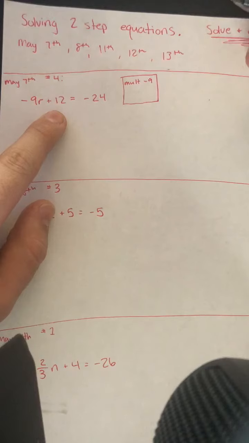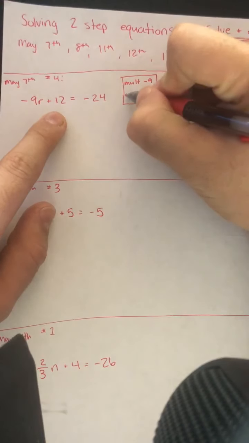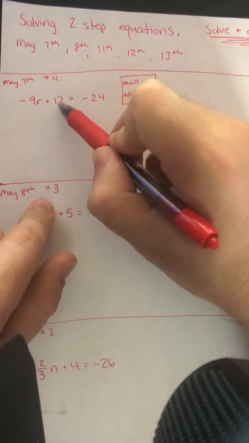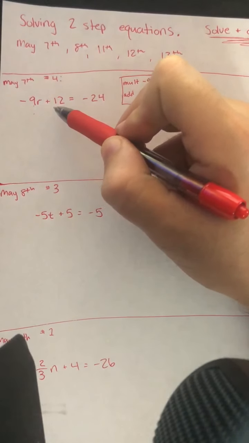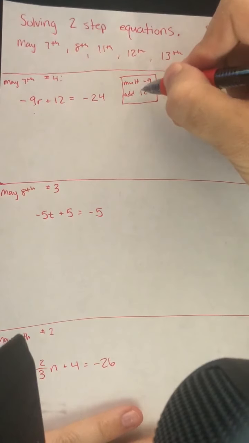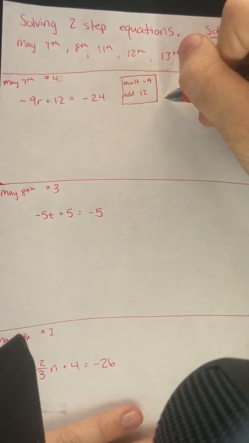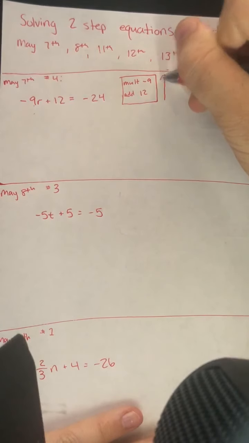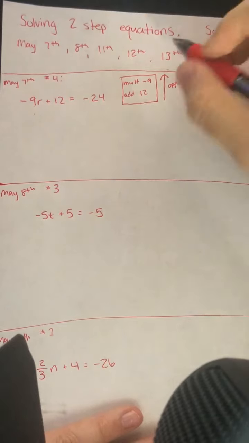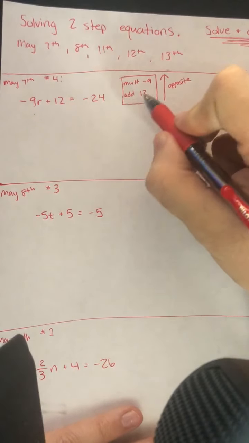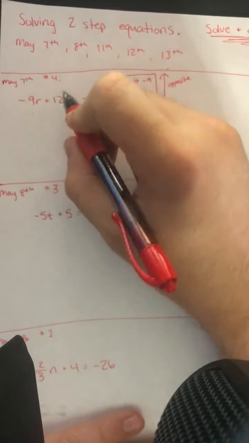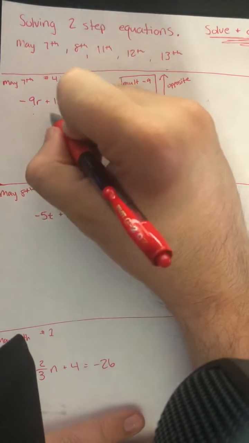What else is happening on the same side as our r? We're adding this 12. So first we're multiplying r by negative 9, then we're adding 12. Well, what we want to do to get r by itself is we're going to take these steps and do the opposite of these steps, starting from the bottom to the top, doing the opposite. So if we're starting from the bottom, we have add 12. If we want to solve this for r, we want to do the opposite of adding 12. What's the opposite of adding 12?